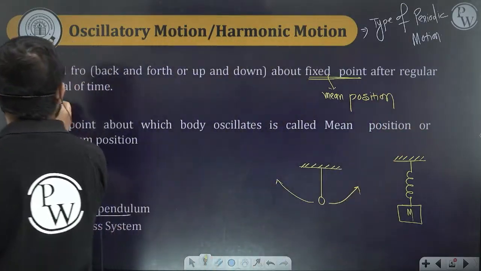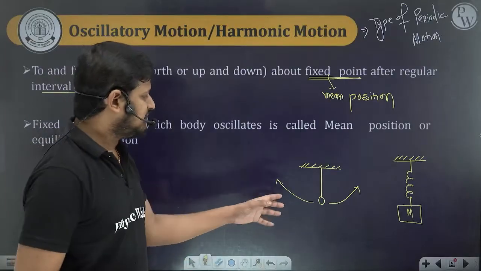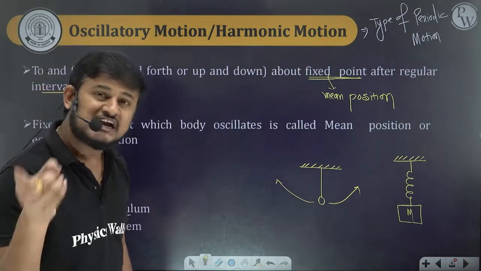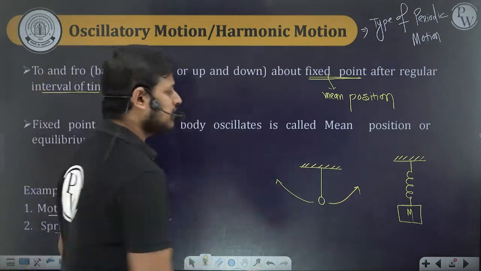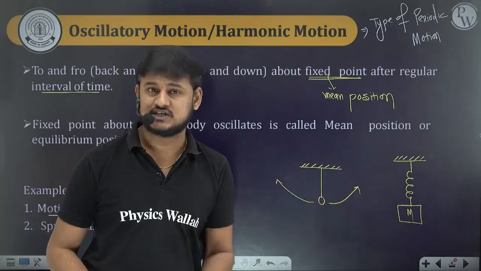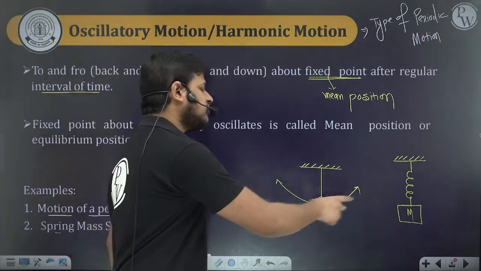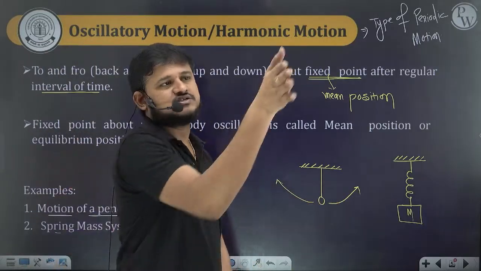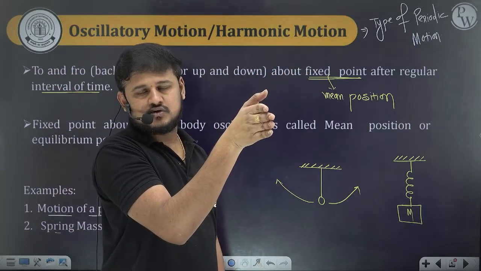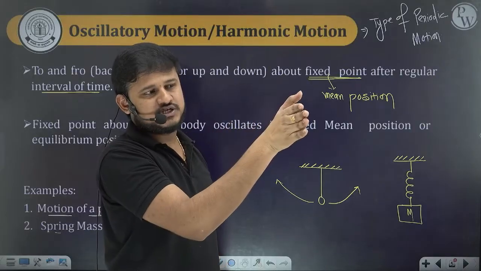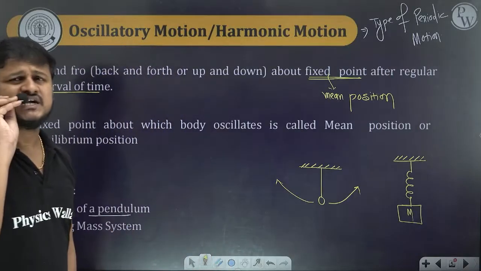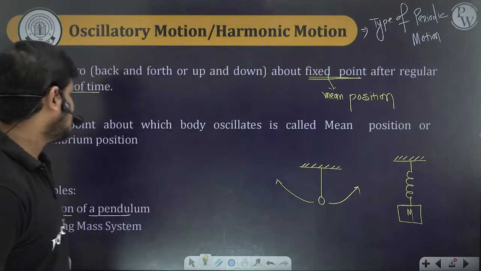Here it repeats itself after a regular interval of time. But what kind of motion? Again to and fro or back and forth, like this. Here we consider ideal situations where there is no energy loss. If there is energy loss, it will not oscillate for n number of times. It reaches some extreme point, then later it reaches a lesser extreme point, and later lesser still, when there is energy loss. But we consider ideal situations for oscillatory motion.